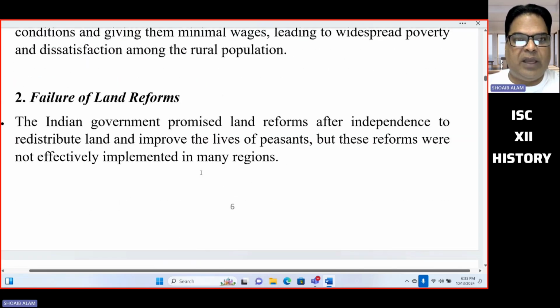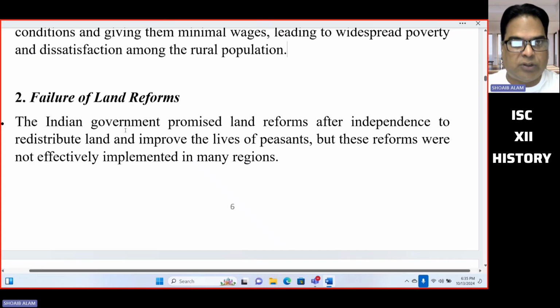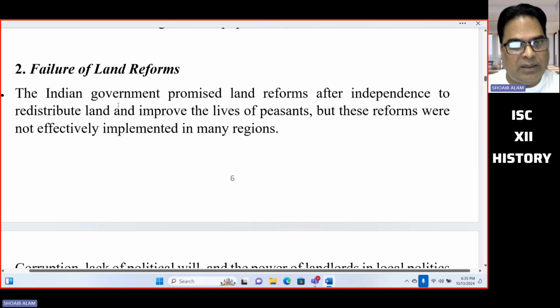The next one is failure of land reforms. Yes, I mentioned the 9th Schedule and all. The Indian government promised land reforms after independence to redistribute land and to improve the lives of the peasants. But these reforms were not effectively implemented in many regions of our country. So this also was one of the reasons, failure of land reforms.